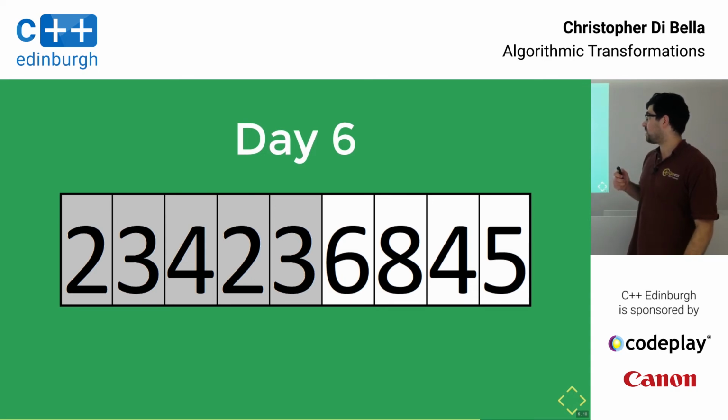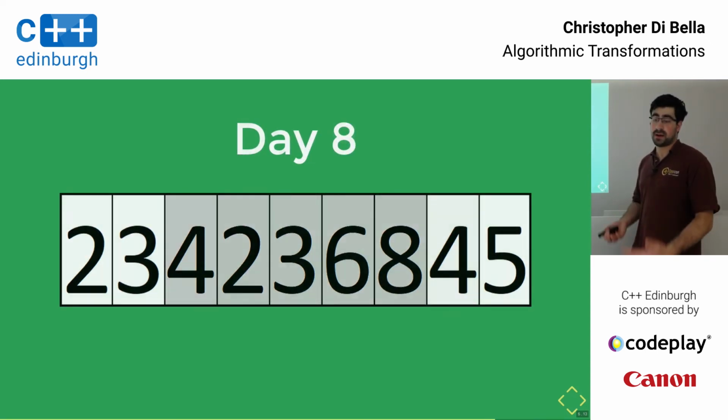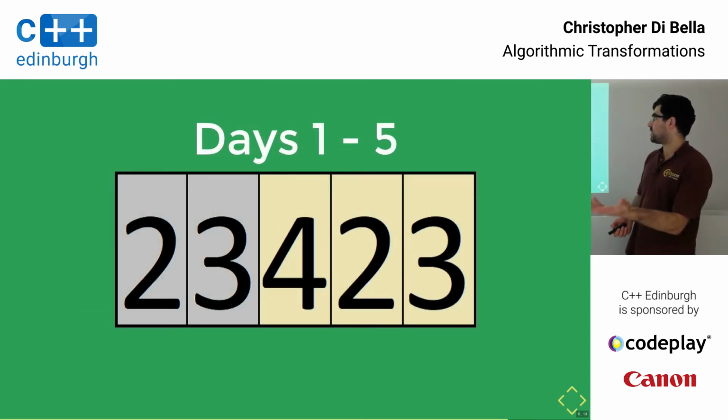And then on day 7, the grey ones are going to shift across a little bit, and day 8 looks like this, followed by day 9, and that's it. This is what days 1 to 5 look like. So this is going to be in our history.